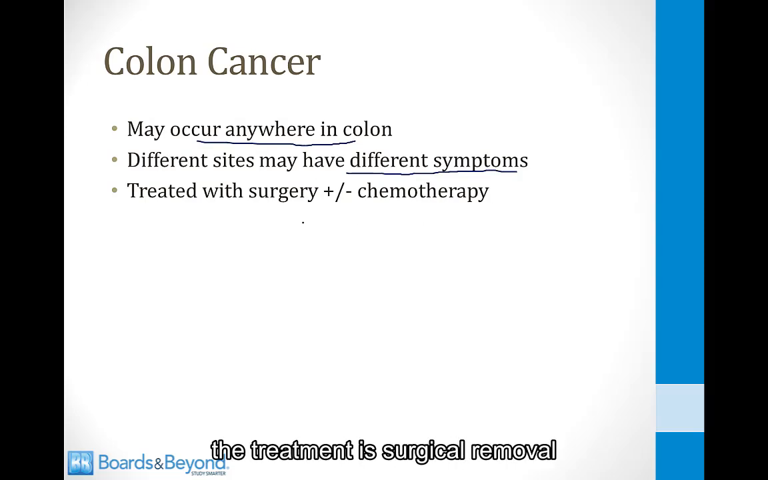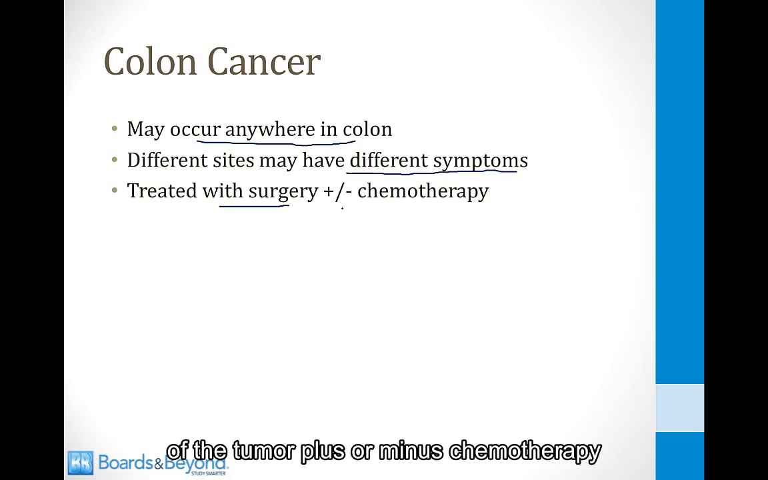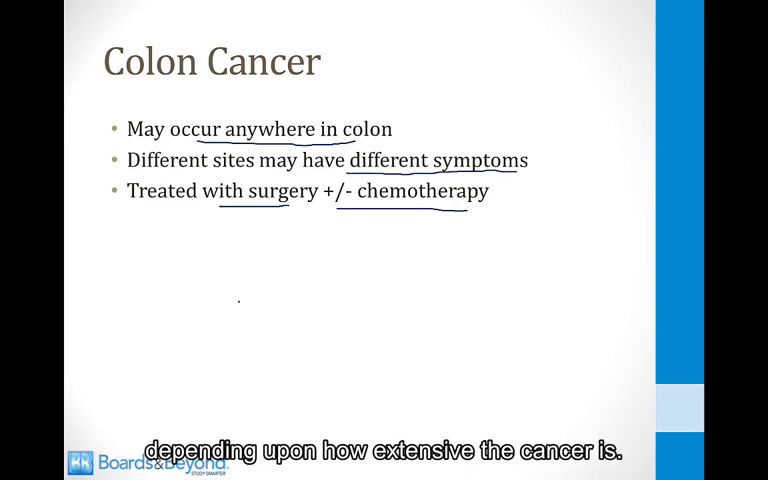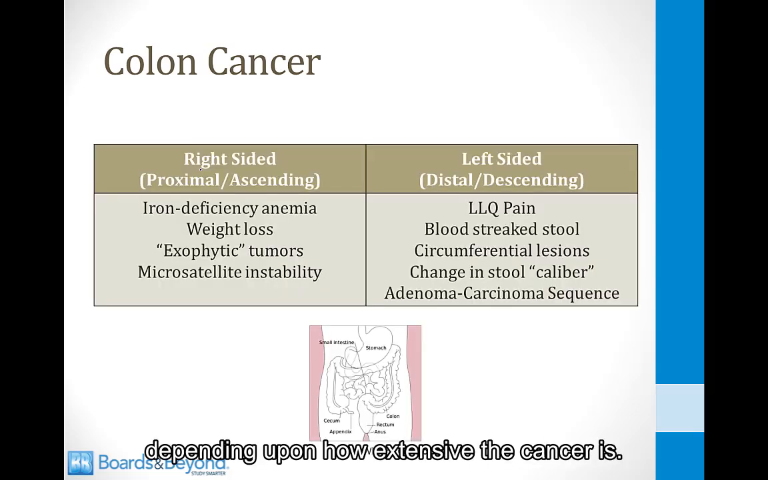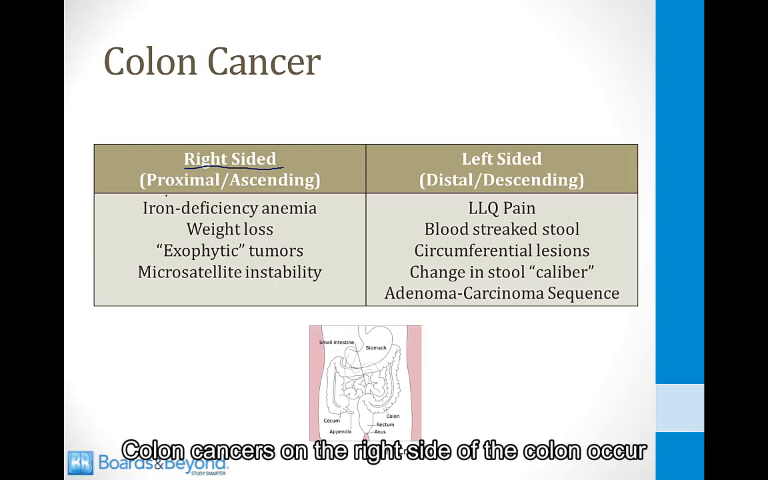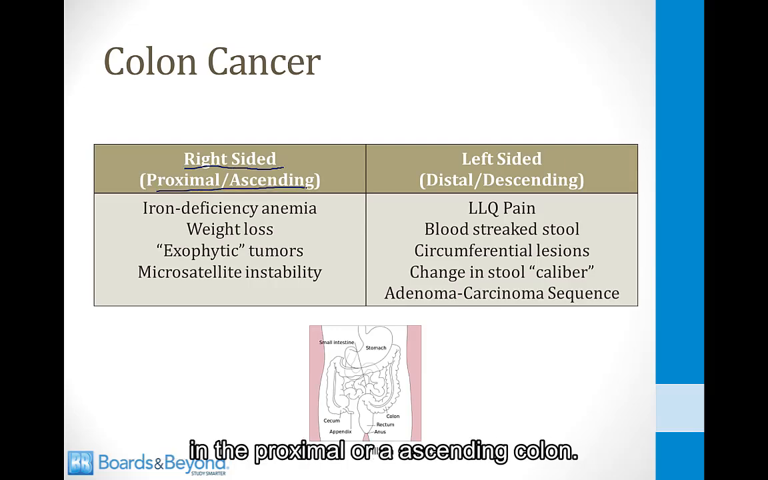And in general, the treatment is surgical removal of the tumor plus or minus chemotherapy, depending upon how extensive the cancer is. Colon cancers on the right side of the colon occur in the proximal or ascending colon, and these cancers tend to bleed slowly and present as iron deficiency anemia, and they also present as weight loss.